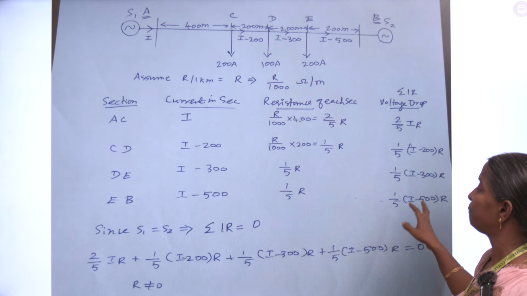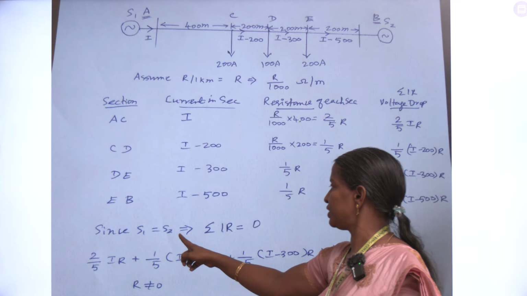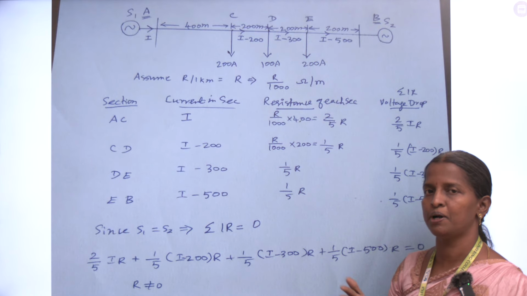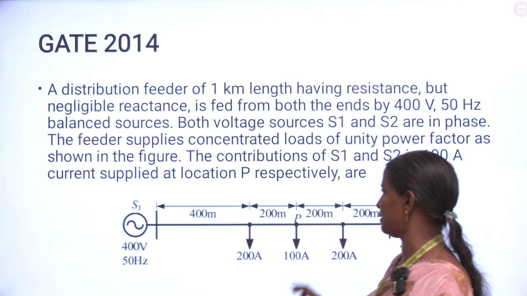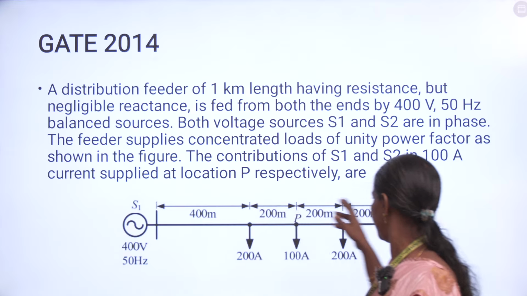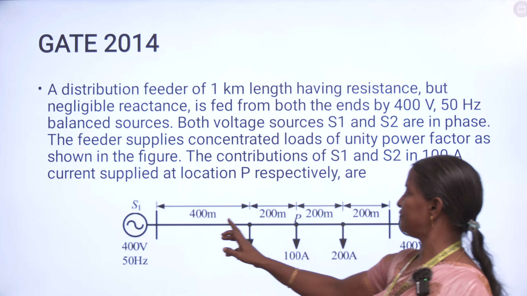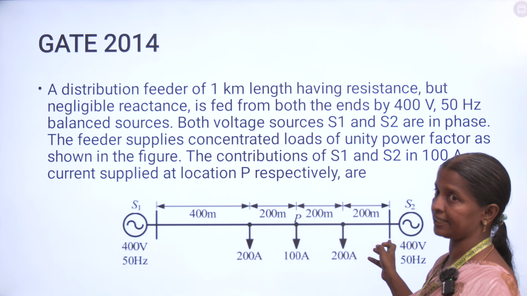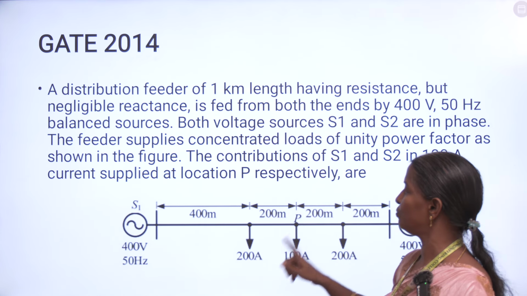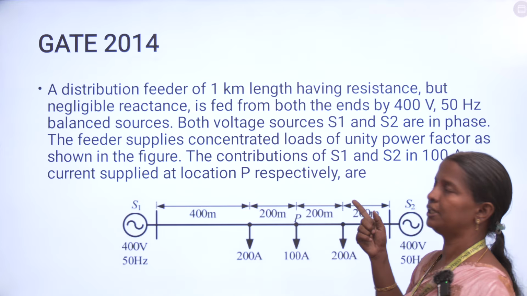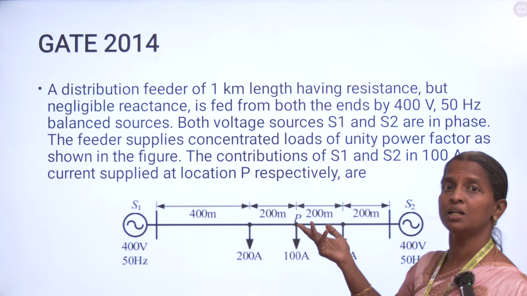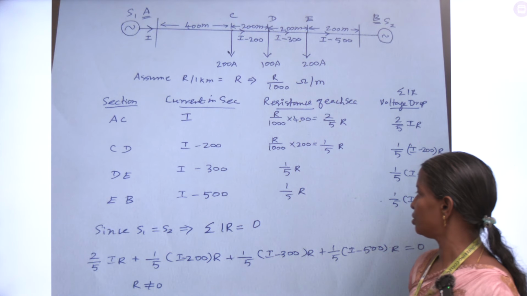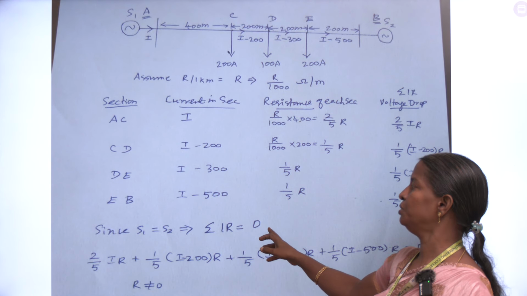And the next thing, since they are given S1 equal to S2, sigma IR equal to 0, because it forms a closed path. For example, here it is 400, here it is also 400, which means this substation will supply the current in this direction and that substation in the opposite direction. Both are in opposite directions, so 400 minus 400, you will get 0. That is your sigma I into R. So sigma I into R equal to 0.